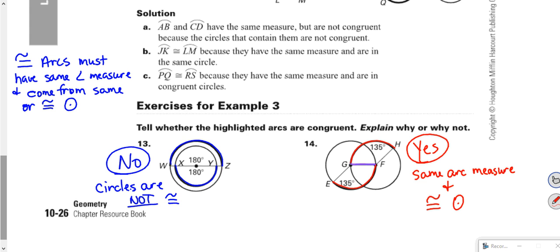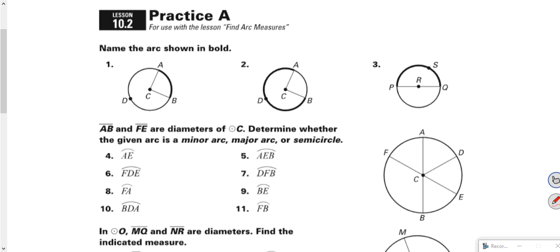Okay, let's dive into the practice A. I don't think this section is just too terribly hard. Practice A here. Name the arc shown in bold. Okay, well, here's the arc in bold. Okay, that is just a minor arc, so we could get by with just 2 letters, and we just put the little arch above it. Okay, so arc AB.